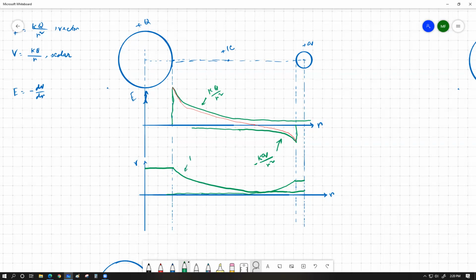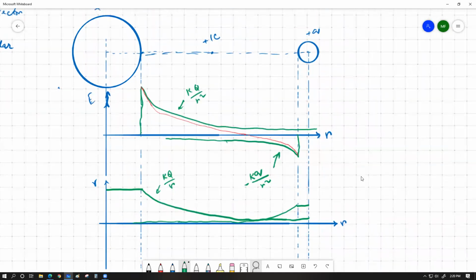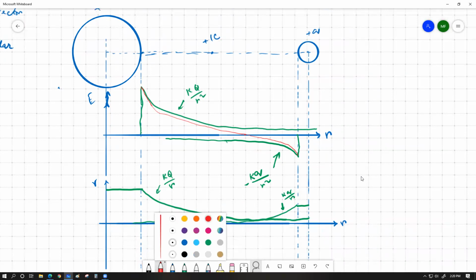So this is kq by r, the voltage graph of the capital Q charge, and this is k small q by r. So if you want to merge the two total fields, which I'm going to draw in red, we're going to have a much bigger voltage because both of the voltages are positive over here.